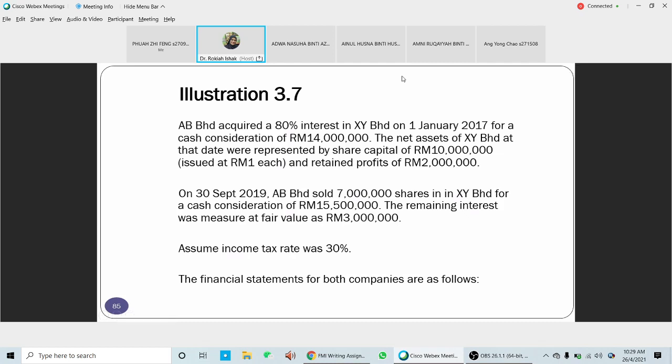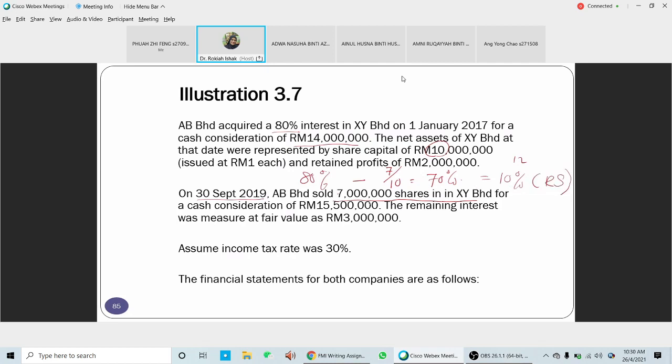Okay, AB acquires 80% interest, same thing, cash consideration 14 million, net asset was 12 altogether. On 30th of September 2019, AB sold 7 million shares in XY. So we're going to look at here, 7 divided by 10. How many percent of the subsidiary are you going to sell? You're going to sell 70%. So now you have 80, and then you minus 70%, so now you only have 10%. Your 10% here is your remaining stake.